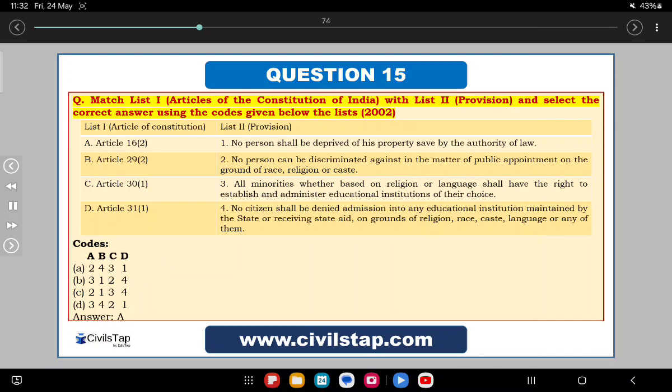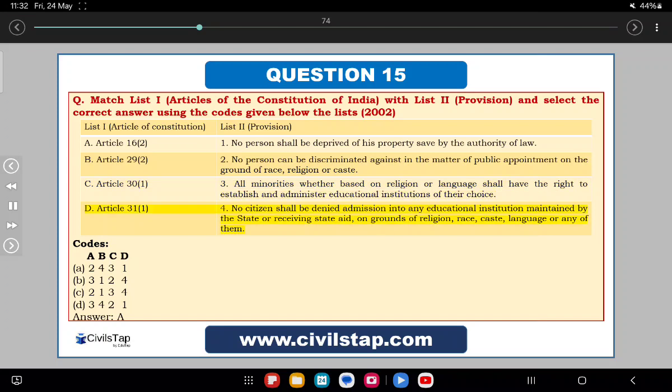Question 15. Match List I, Articles of the Constitution of India, with List 2, provision, and select the correct answer using the codes given below (2002). A. Article 16(2): 1. No person shall be deprived of his property save by the authority of law. B. Article 29(2): 2. No person can be discriminated against in the matter of public appointment on the ground of race, religion or caste. See Article 31(3). All minorities whether based on religion or language shall have the right to establish and administer educational institutions of their choice.